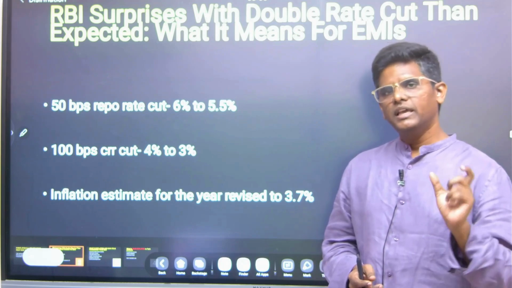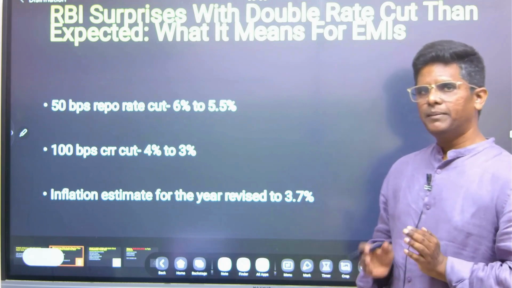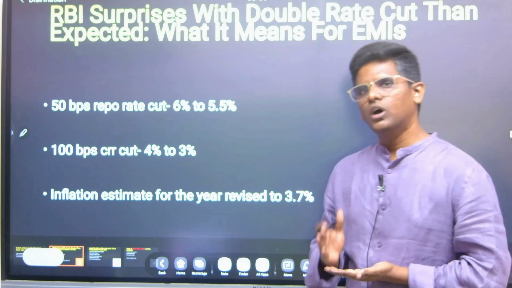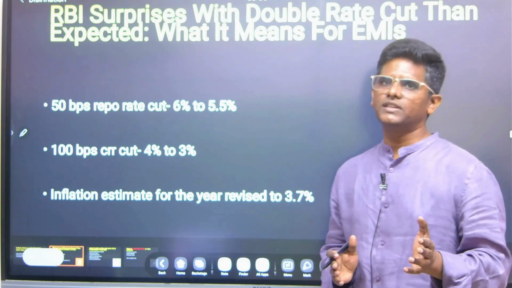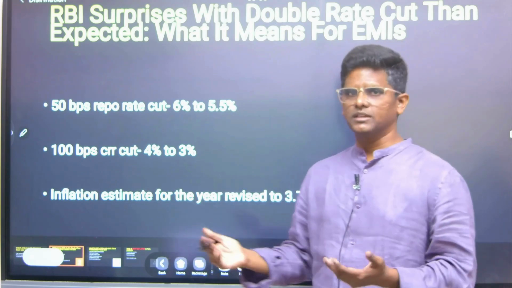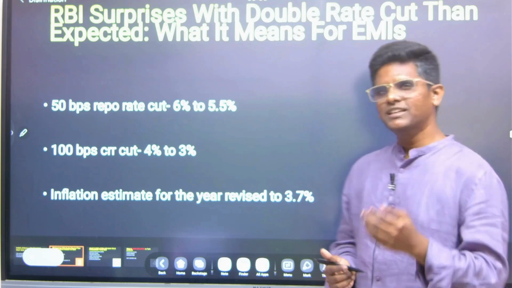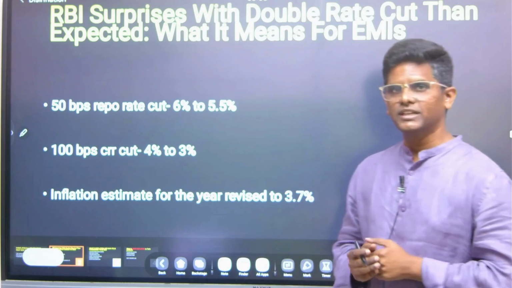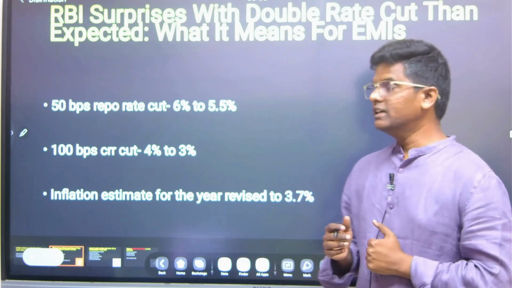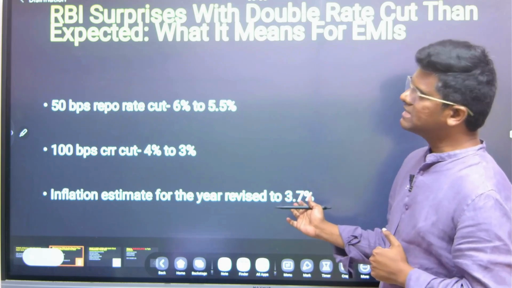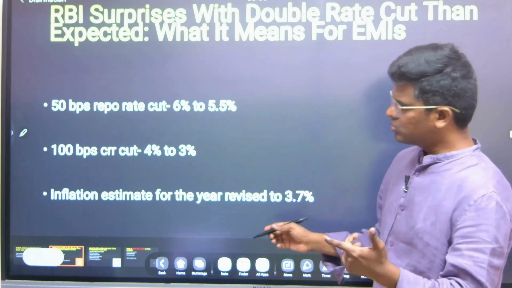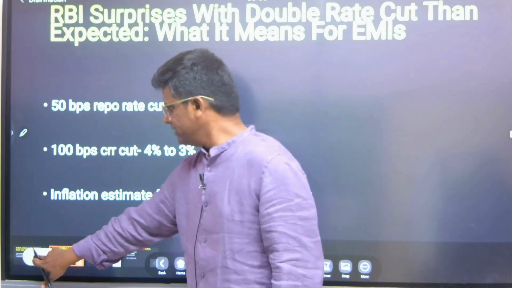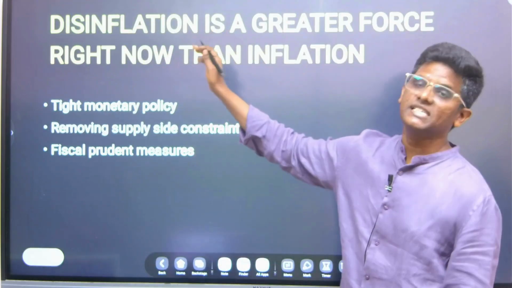As per the FRBM Act, the mandate the government gave to RBI is to maintain the inflation rate from 4% to 6%. Now RBI is expecting the inflation rate below 4%. So what does it mean? As we have seen in the previous slide, this is related to disinflation.